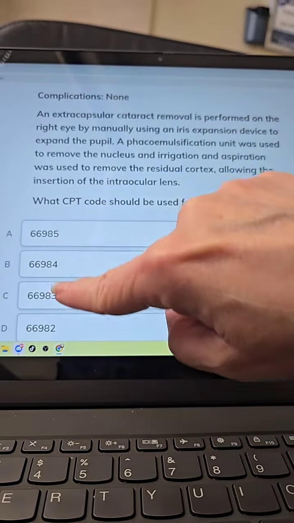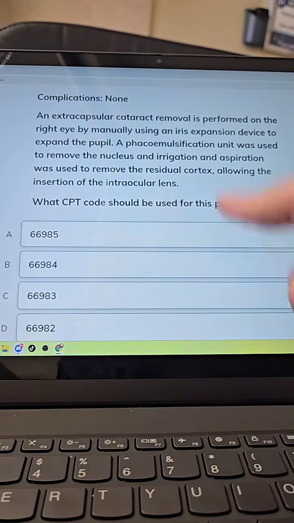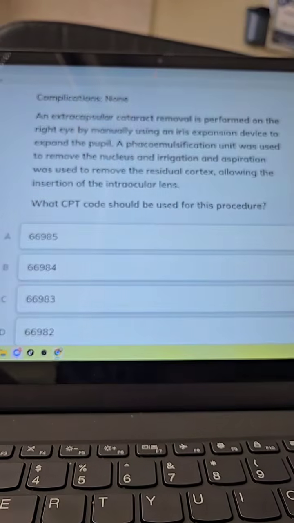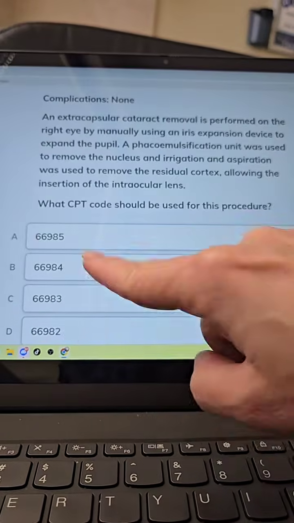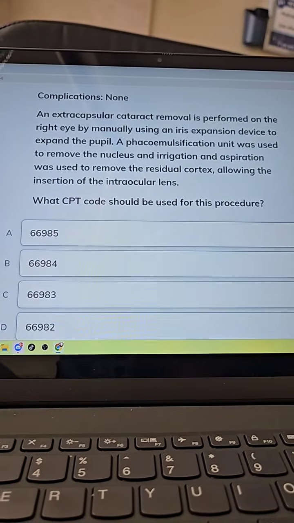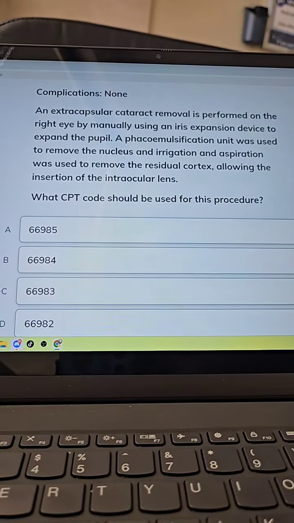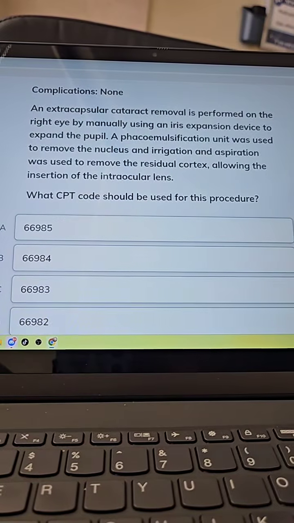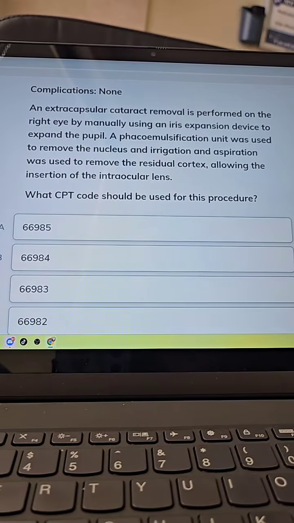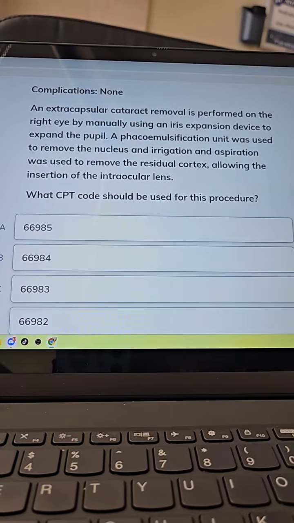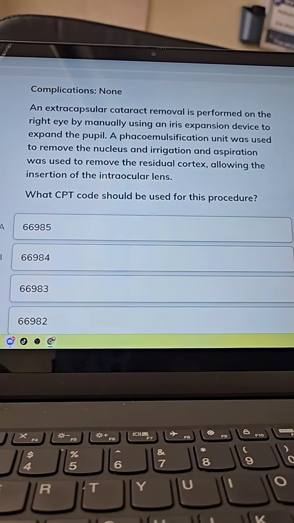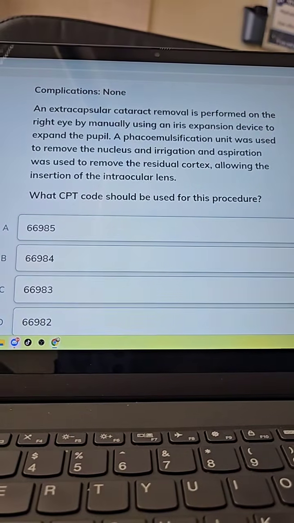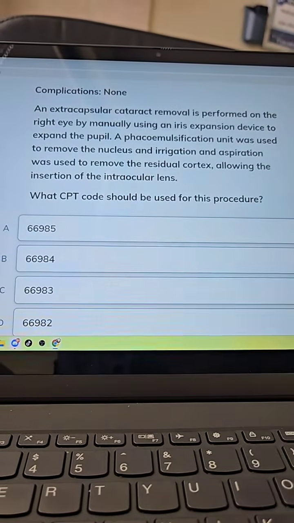So the first thing you need to figure out here is, are you extra or not? And we do see that we do have extra up here. So some of these answers are not extra. So be sure and eliminate some of those right away. Then you should get yourself down to just a 50-50 shot. Then you can see what the differences are in the last two answers available. This one does have the iris expansion device, which is the one difference between two of these codes.